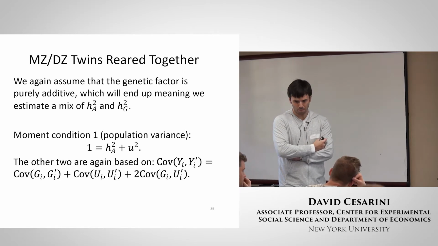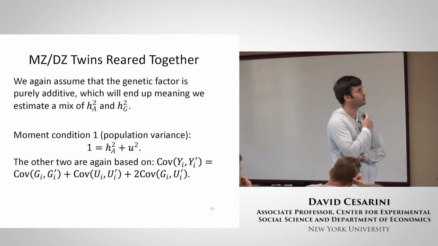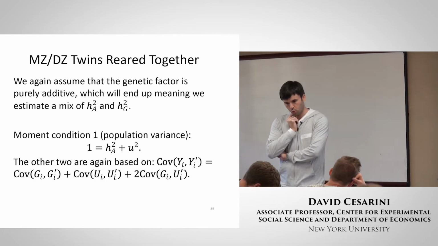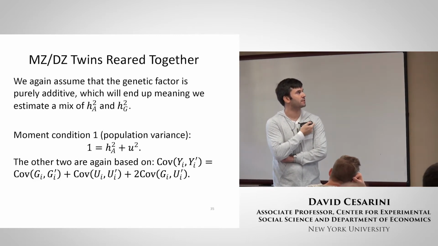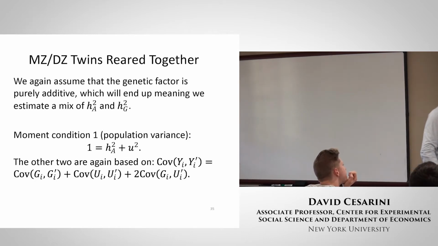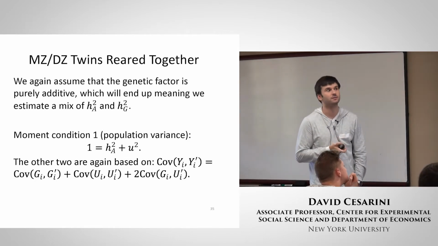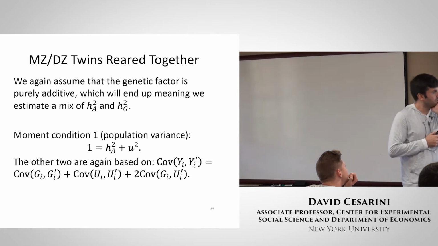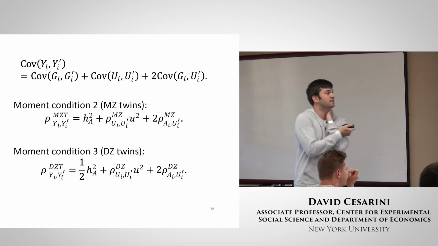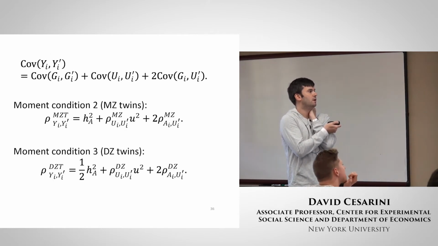So to derive the standard twin estimator, known as Falconer's Formula, we're going to make the assumption that genetic factors are additive, which means in practice we'll estimate a mix of additive and non-additive genetic factors. Our estimator is going to be biased unless the assumption holds. So what's our first moment condition going to be? Our first moment condition is again just a standardization plus an assumption, I think already implicit here, that the covariance between G and U is 0.